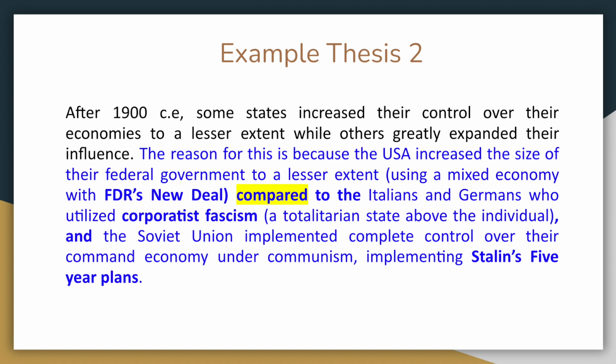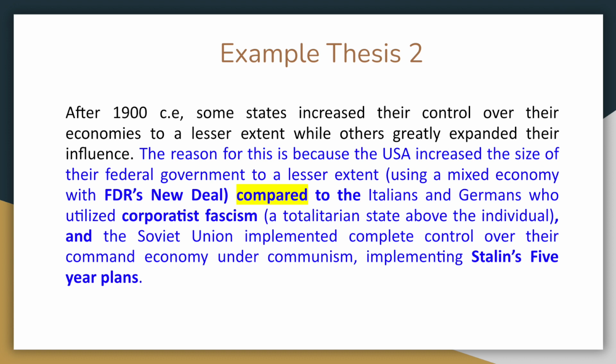After 1900, some states increased their control over their economies to a lesser extent, while others greatly expanded their influence. So you can say all these governments increased their control, some to a lesser extent, others to a greater extent. Well, the reason for this is because the USA increased the size of their federal government to a lesser extent, using a mixed economy with FDR's New Deal, compared to, I have to say compared to say a lesser extent, because that is the largest grip of control that the government ever had over the economy in America.